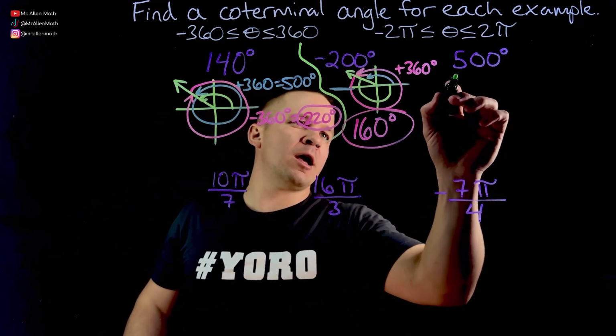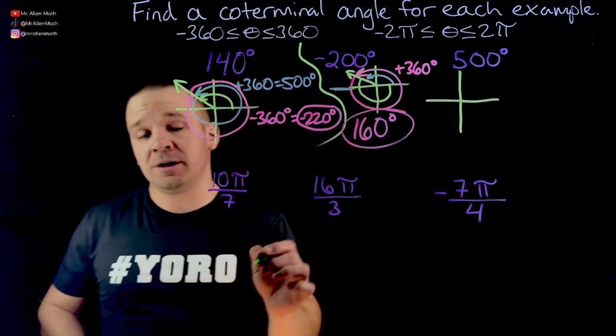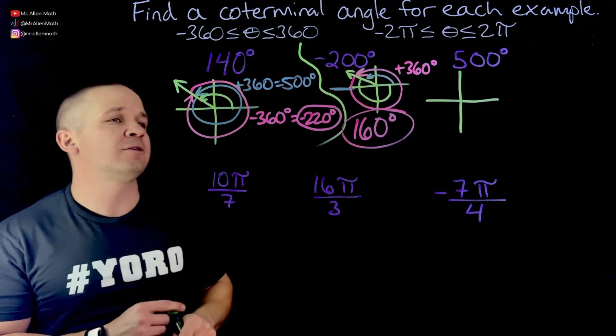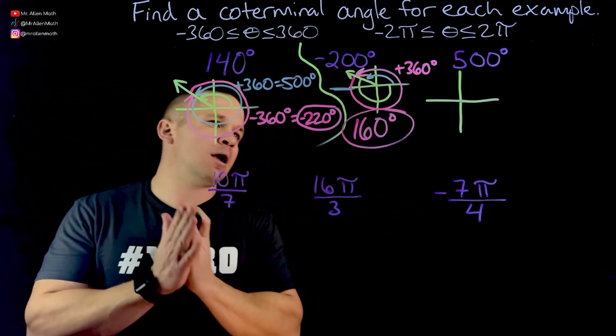Let me get a coterminal angle for 500. No, this is not Jeopardy. It did seem like that, though. Okay, coterminal angles for 500. Big money here, big money.